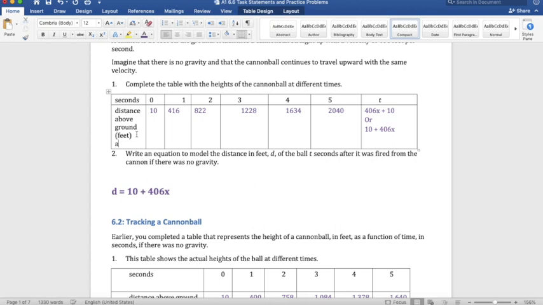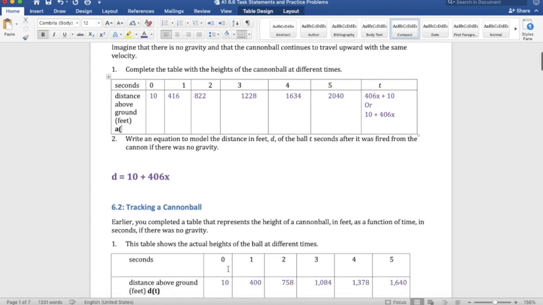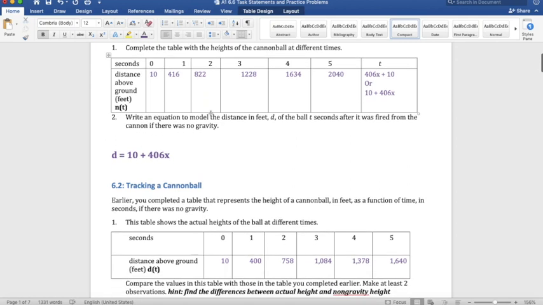So you're finding the differences between the actual height and the non-gravity height, so N of T, N of T for no gravity. So find those differences. What do you notice? Okay. I realize I'm talking to you, but you should have paused the screen already.